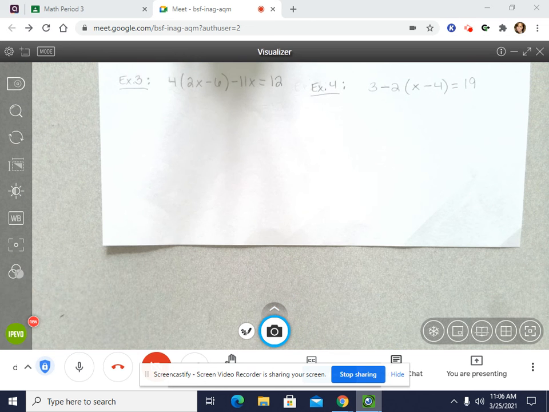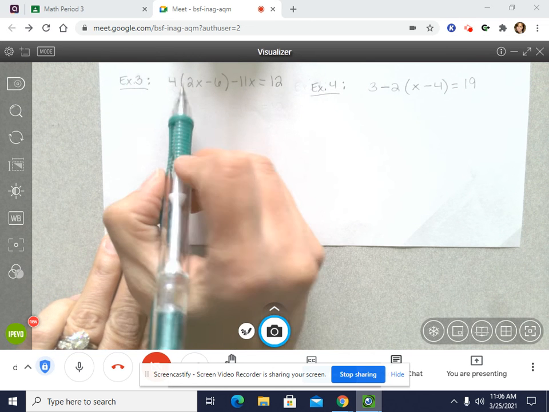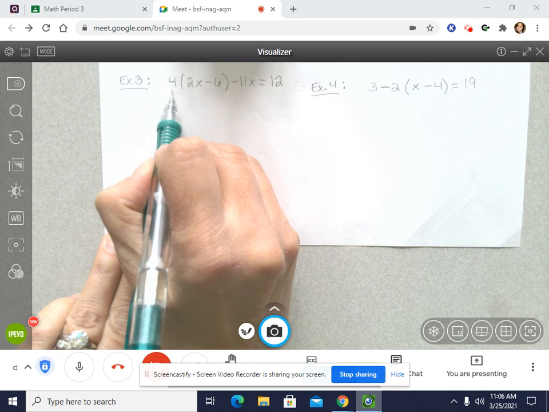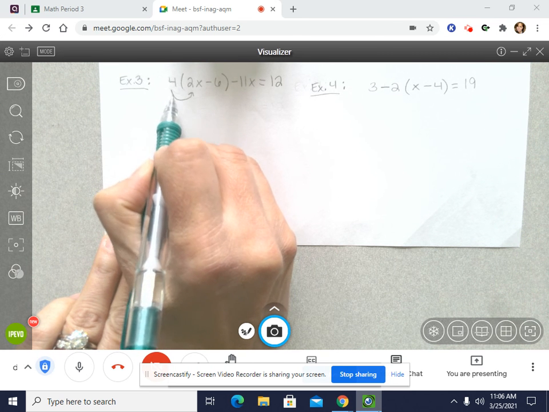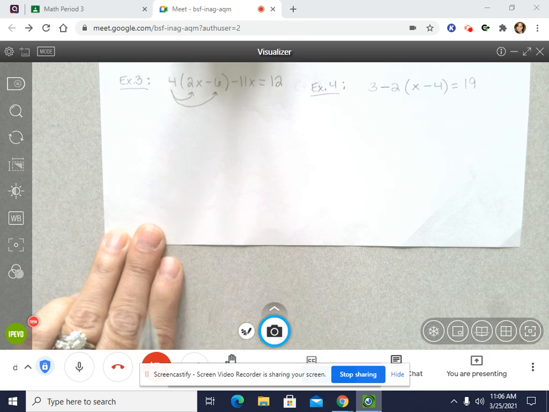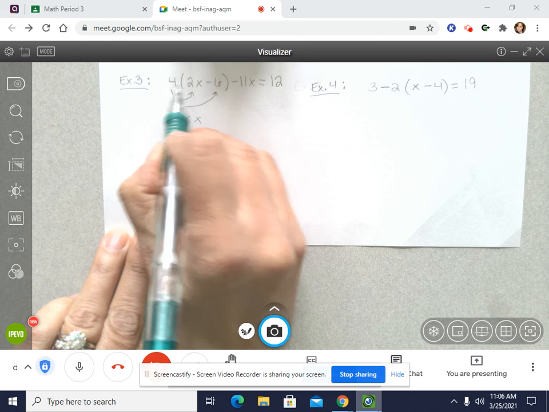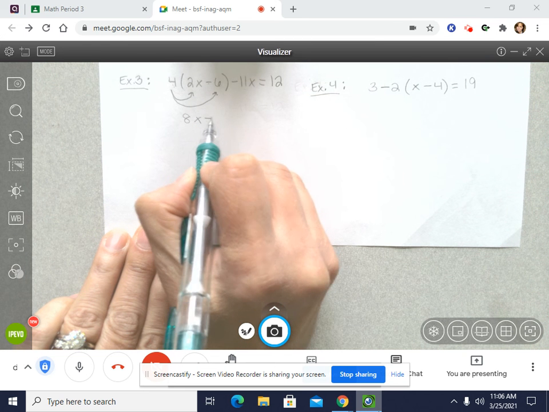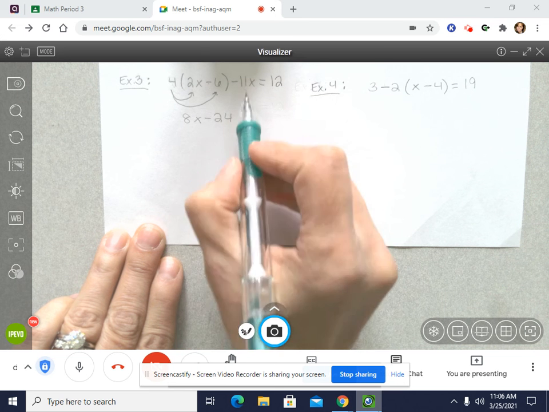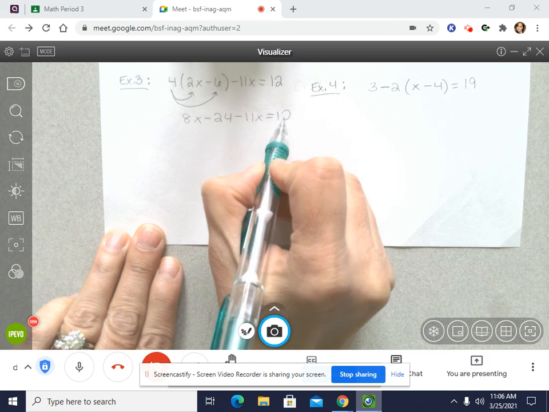Example 3. Notice this one has an additional term here. But look what's directly in front of the parentheses, right? The 4 is. So we're going to distribute the 4 to the 2x and the 4 to the negative 6. 4 times 2x is 8x. 4 times negative 6 is negative 24. So we write that as minus 24. Now bring everything else down. Minus 11x equals 12.